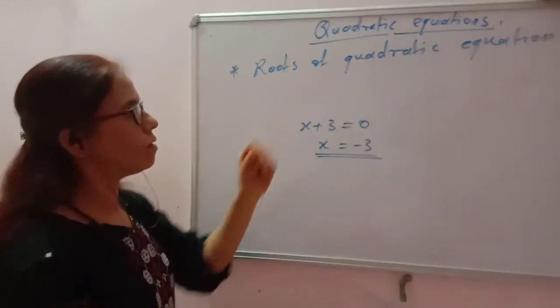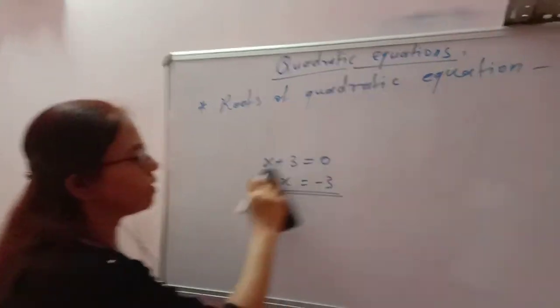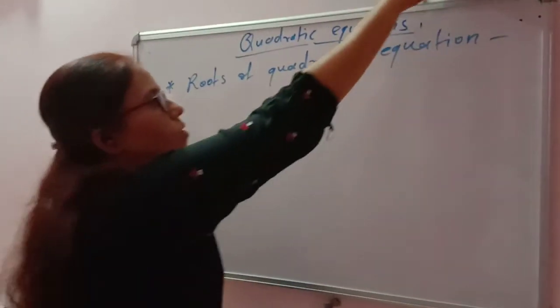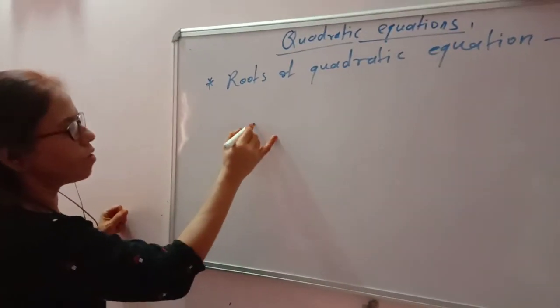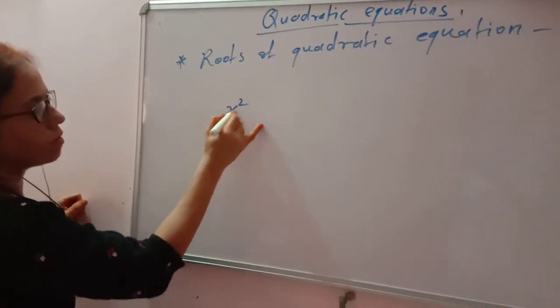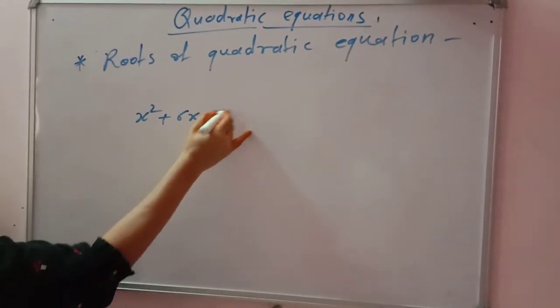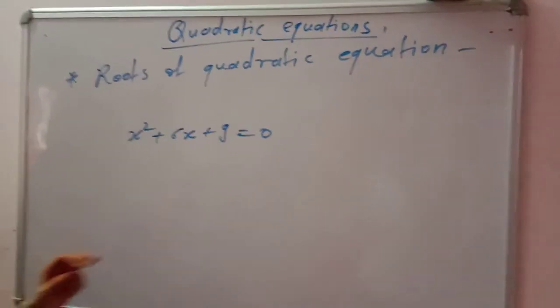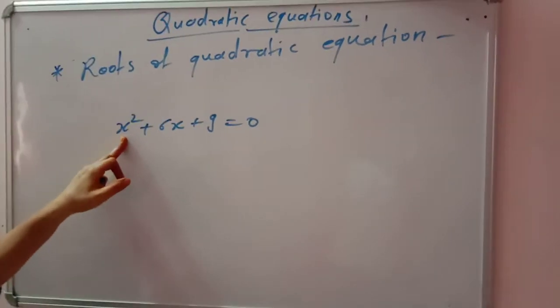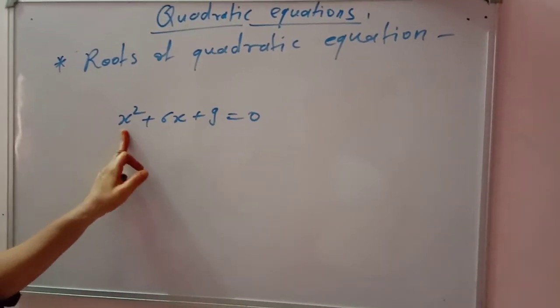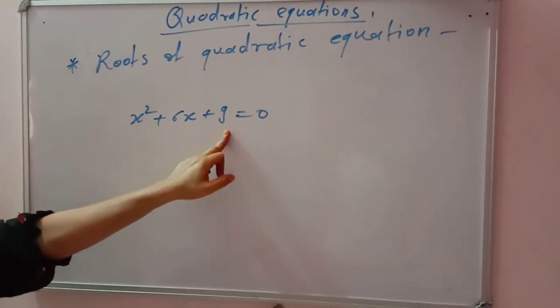But we are studying here quadratic equations. So if there is a quadratic equation, suppose x square plus 6x plus 9 equal to 0. This is a quadratic equation. There must be some values of the variable which will satisfy this equation.